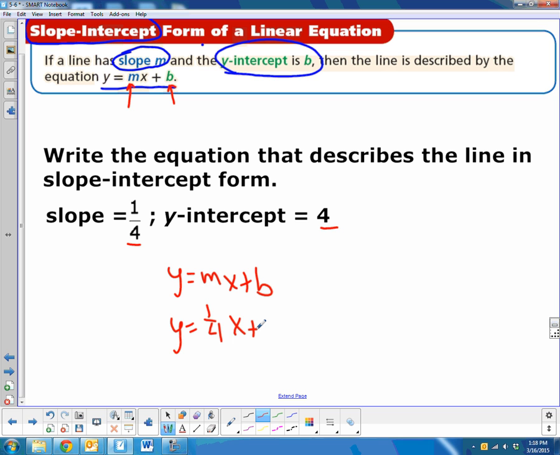The y-intercept is 4. Done. We answered the problem. There will be a question like that on your test. It will give you the slope. It will give you the y-intercept. You just have to put them in the right places. Y equals 1/4 x plus 4.